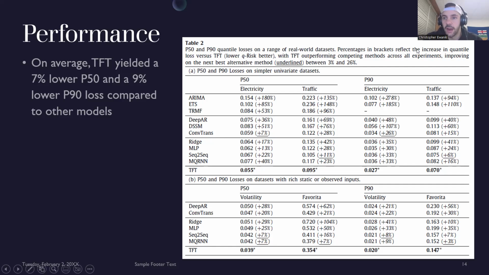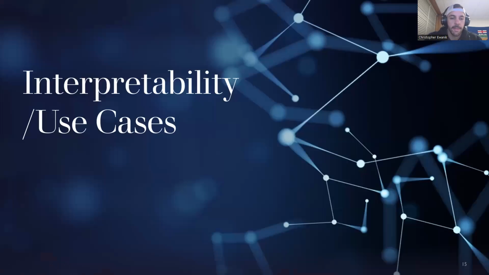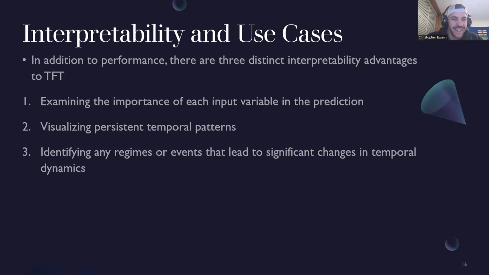The percentages in brackets reflect the increase in quantile loss versus TFT. Lower Q-risk is better. If I didn't explain that very well, it's doing really, really well on all these different data sets, and compared to a nice range of models. I like that we're seeing a more statistical one like ARIMA, and we have our classic DeepAR models, and then one I don't know much about, but overall, really good performance. Because I wouldn't show it to you if it wasn't good, right?